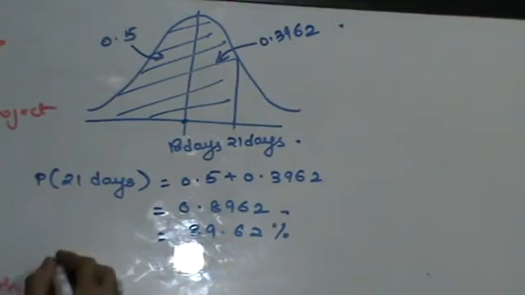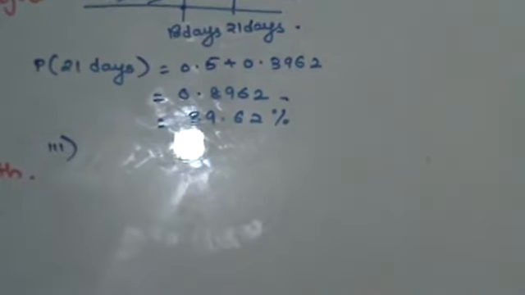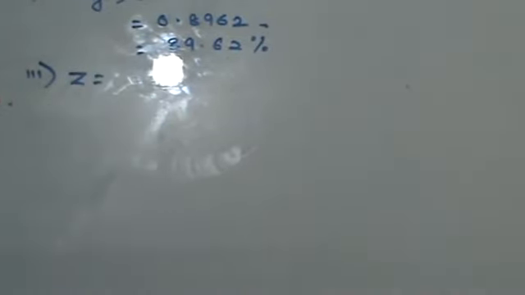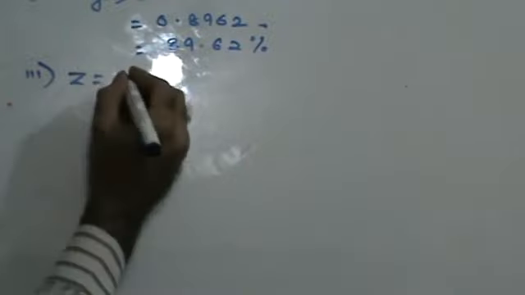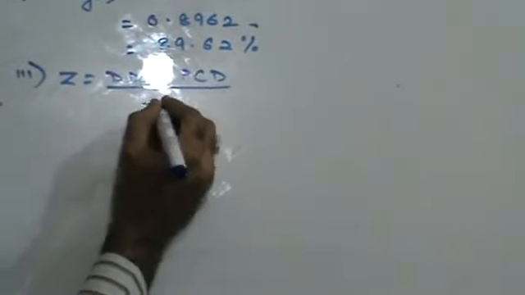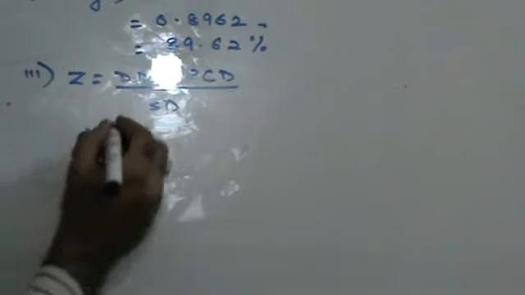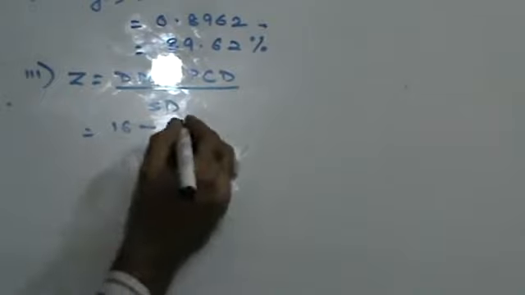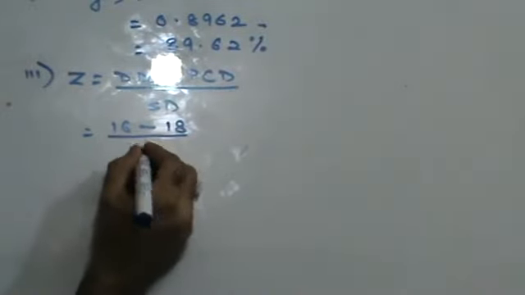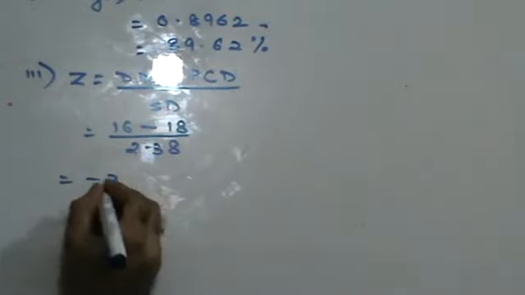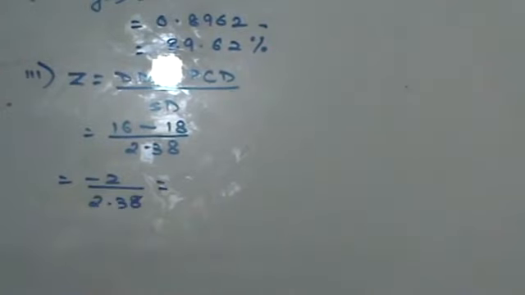Third part of the question. What is the probability that the project will be completed in 16 days? Very simple, guys. First, let's find out the normal variable. The normal variable is due date minus expected project completion date, upon standard deviation. I want the project to be completed in 16 days. My expected project completion date is 18 days. Standard deviation is 2.38. So this is going to be minus 2 upon 2.38, which will come to minus 0.84.